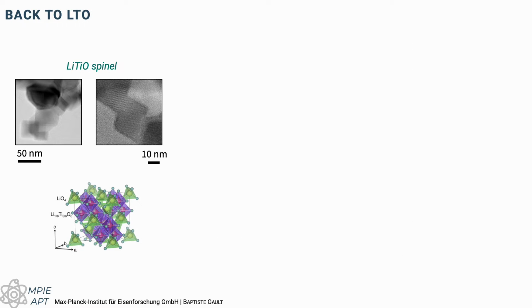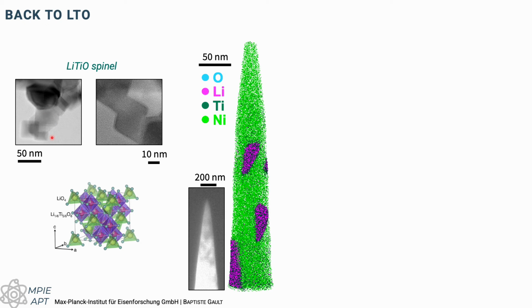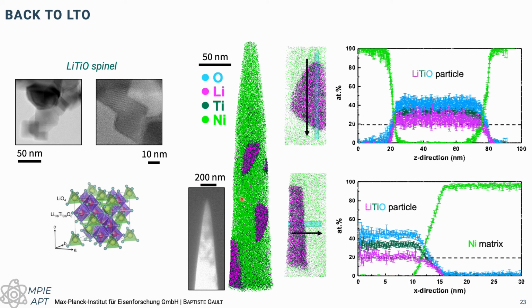In this case, we bought some commercial lithium titanium oxide, the same composition as we had seen in the first example. And in the TEM, they look more or less cuboidal-ish. And in the atom probe, we actually found many of those particles dispersed in the nickel matrix. For the analysis of each of those particles, we could see that the lithium distribution was homogeneous across the particle, and more or less the composition was what we would have expected. So this was a good sign in many ways.